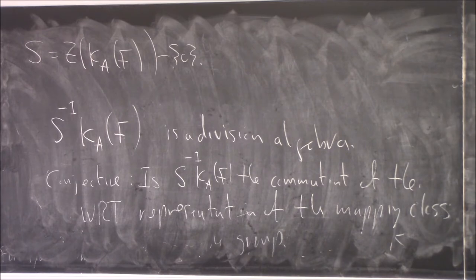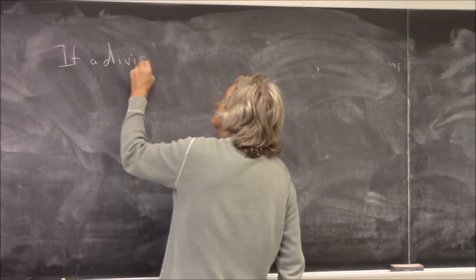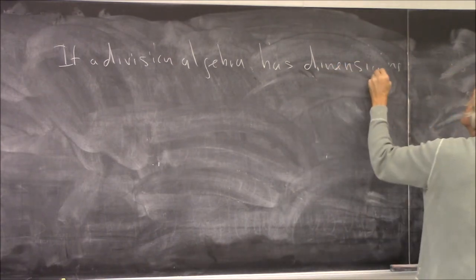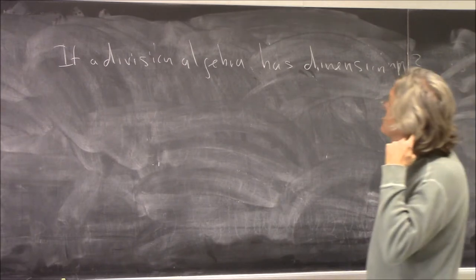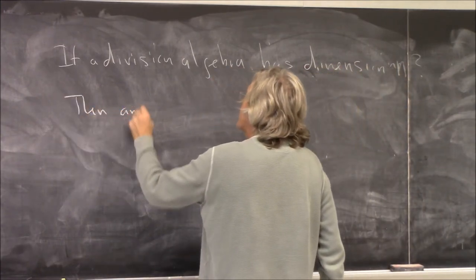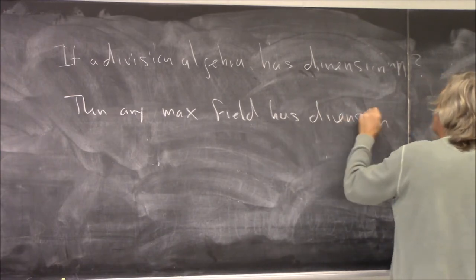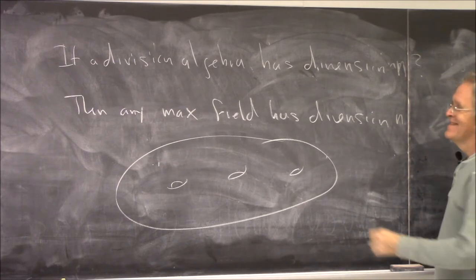But, you know, a lot is known about division algebras. And one of the things about division algebras is they have large fields lying in there. And if a division algebra has dimension, and it's always a square, and the reason why it's always a square is, once again, you can take a finite extension of the center and turn it into a matrix algebra, and matrix algebras have dimension n squared. So if the division algebra has dimension n squared, then any maximal field has dimension n. And so here's a way to produce a maximal field in the Kauffman bracket skein algebra.